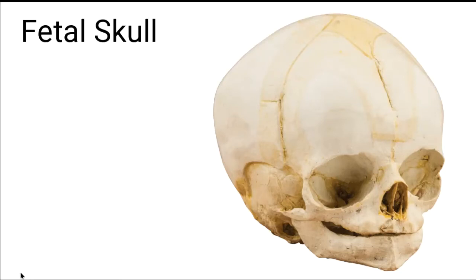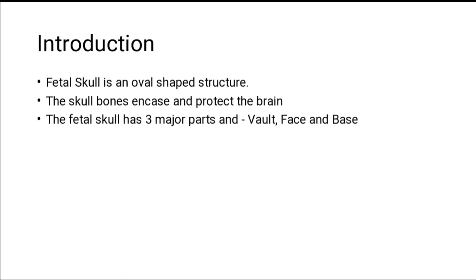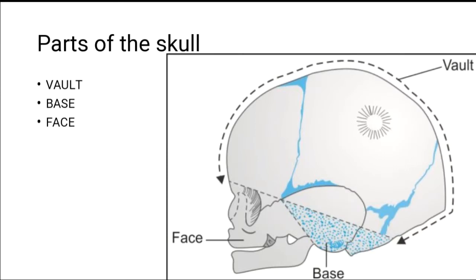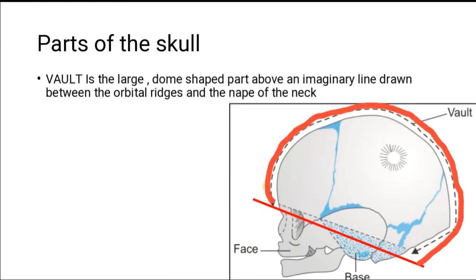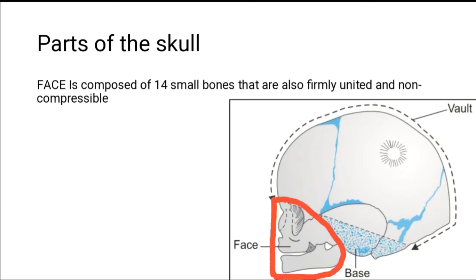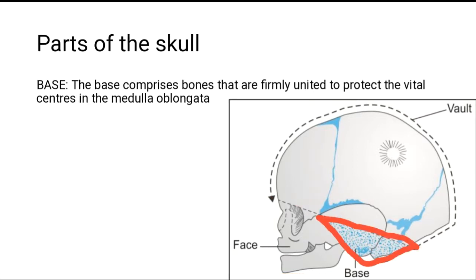Fetal skull. The fetal skull is an oval-shaped structure which encases and protects the brain. The fetal skull has three major parts: the vault, face, and base. Vault is the large, dome-shaped part above an imaginary line drawn between the orbital ridges and the nape of the neck. Face is composed of 14 small bones that are firmly united and non-compressible. The base comprises bones that are firmly united to protect the vital centers in the brainstem.